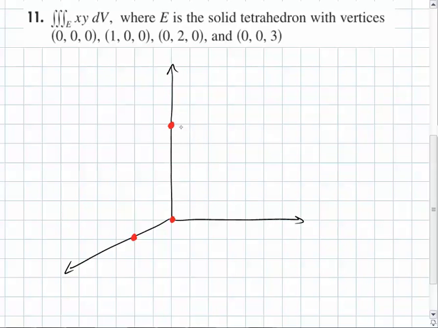Oh, did I do that? That's Z, isn't it? Oh, man, I got to be careful, shouldn't I? That's 3. So this one should be 3, and the other one should be 2. So right about here. Is this the tetrahedron?